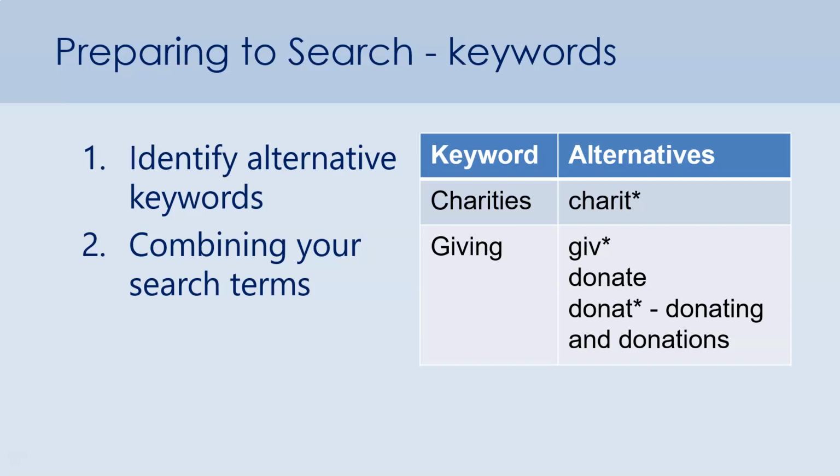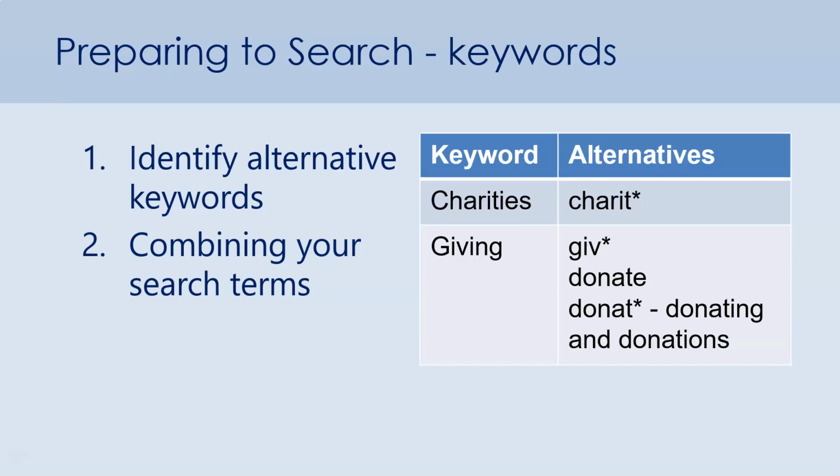Words are a key part of how successful your research will be. With the charities one, for example, what I've done is abbreviated it and put an asterisk. This is called truncation. It's a simple process by which the system will look for every variation of the word: charity, charities, charity, so you don't miss anything.